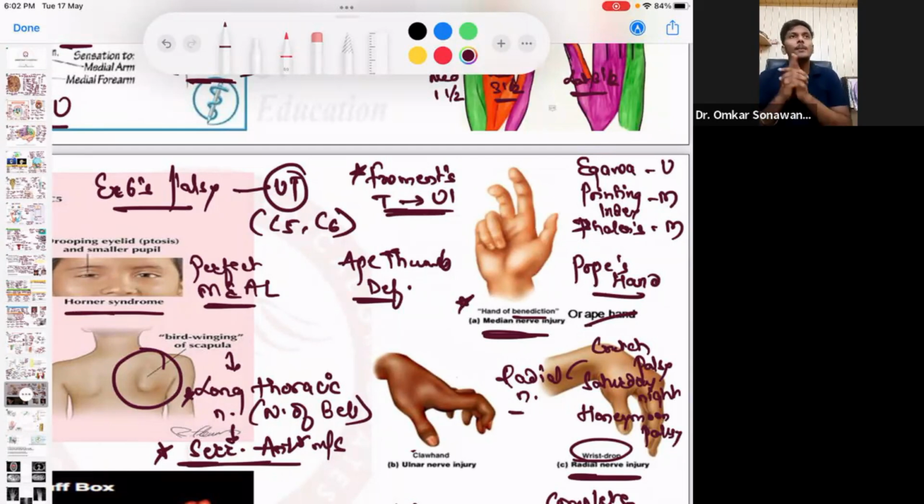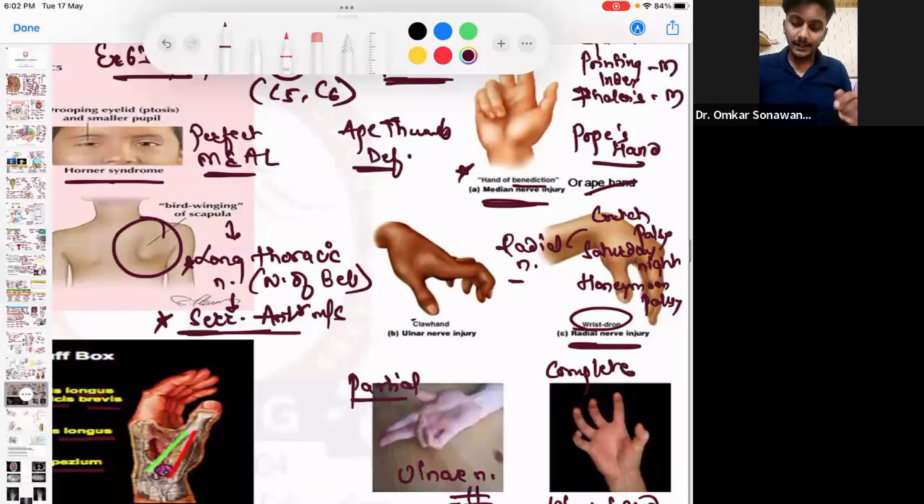Flexor digitorum profundus. The medial half of flexor digitorum profundus is innervated by the ulnar nerve, whereas the lateral half is by the median nerve. No problem with this, all the important things are done. Okay, I'll discuss it further.